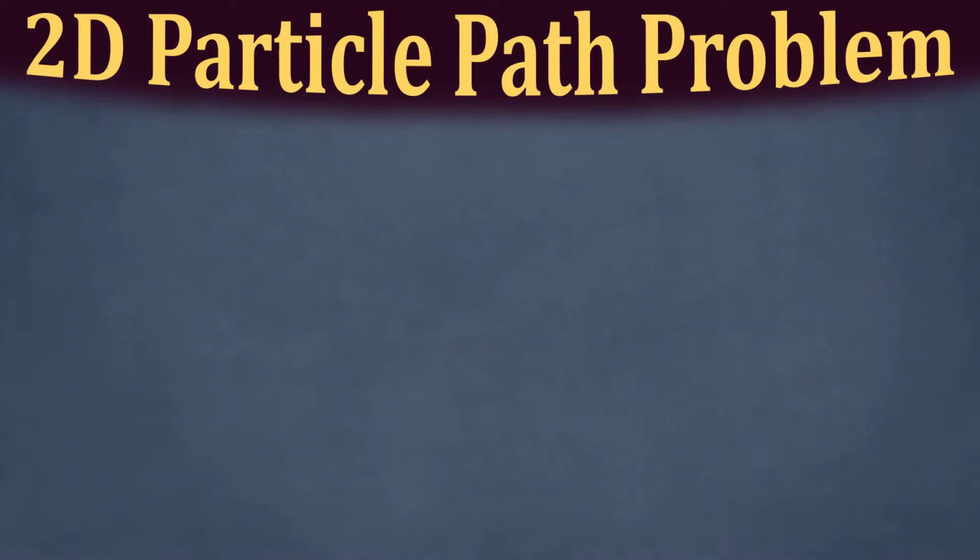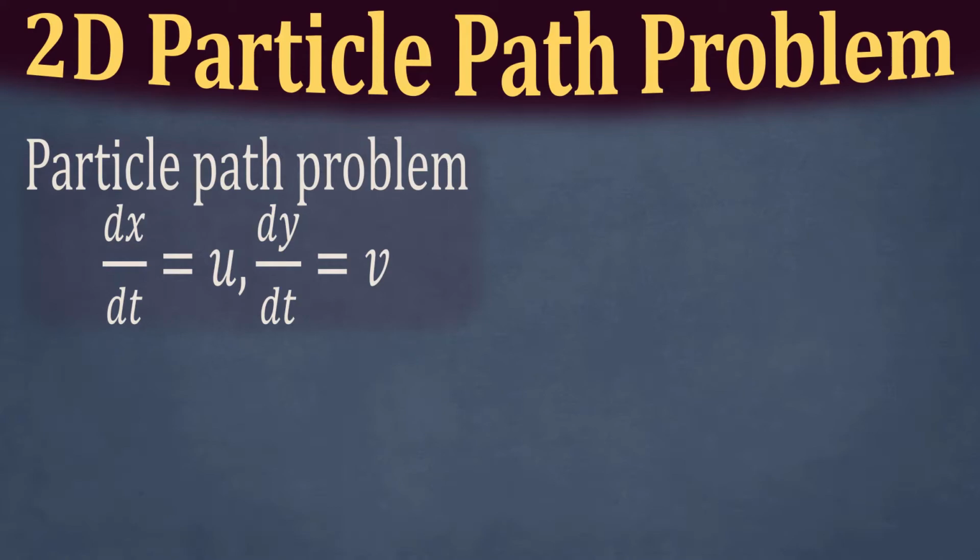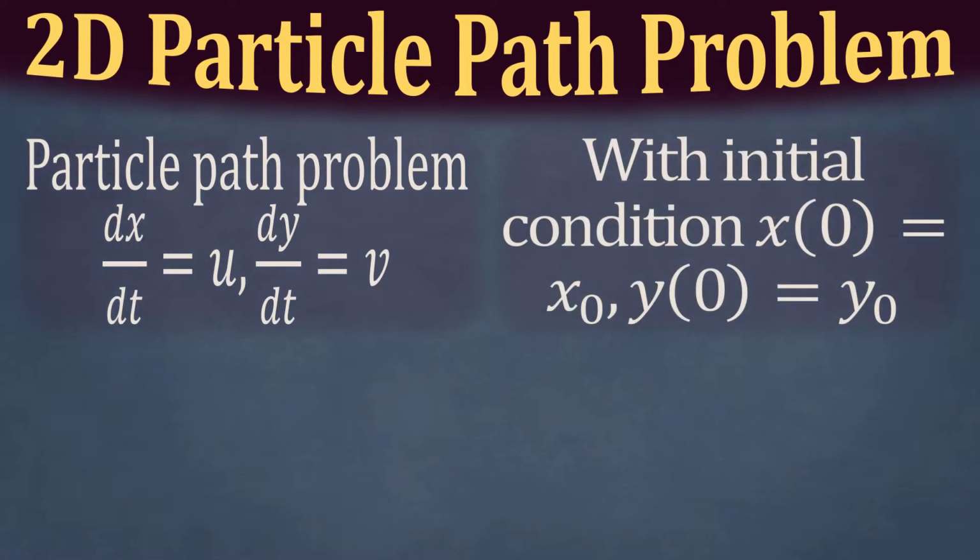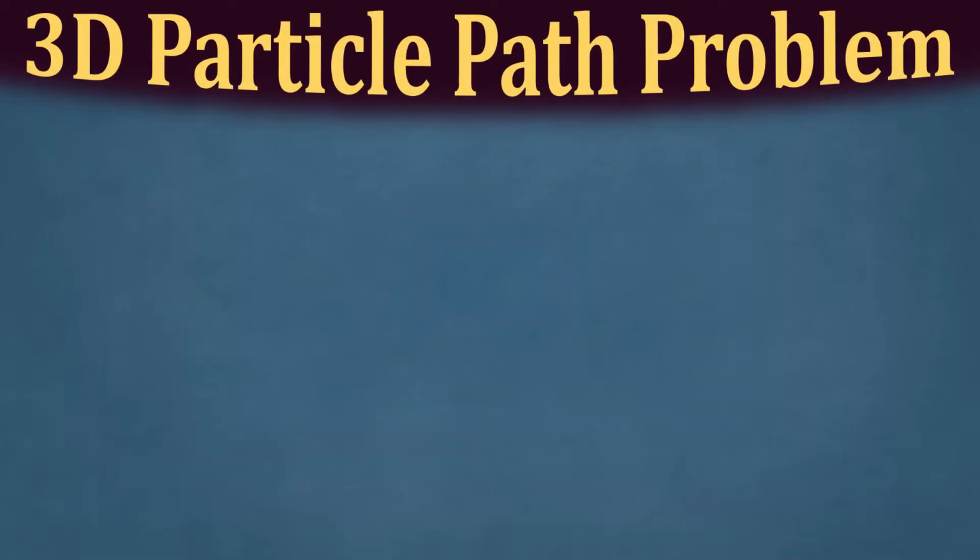Next, let's discuss the 2D particle path problem. The particle path problem is dx/dt is equal to u and dy/dt is equal to v, with some initial conditions x(0) is equal to x0 and y(0) is equal to y0. Then let's discuss the 3D particle path problem.